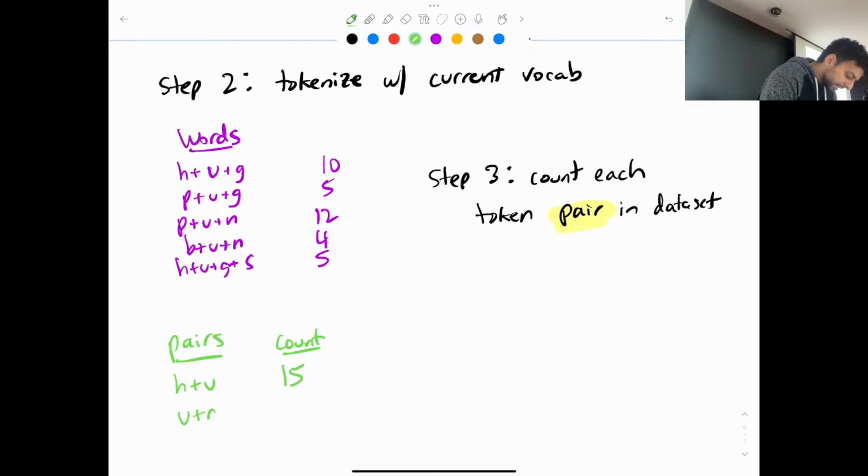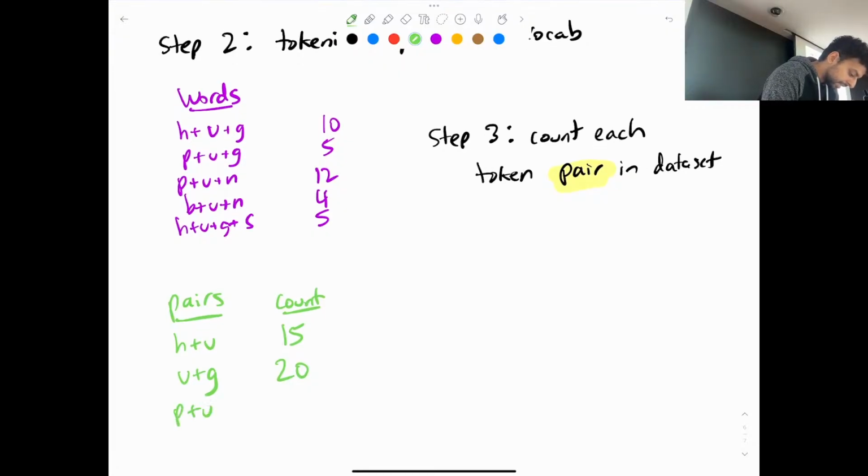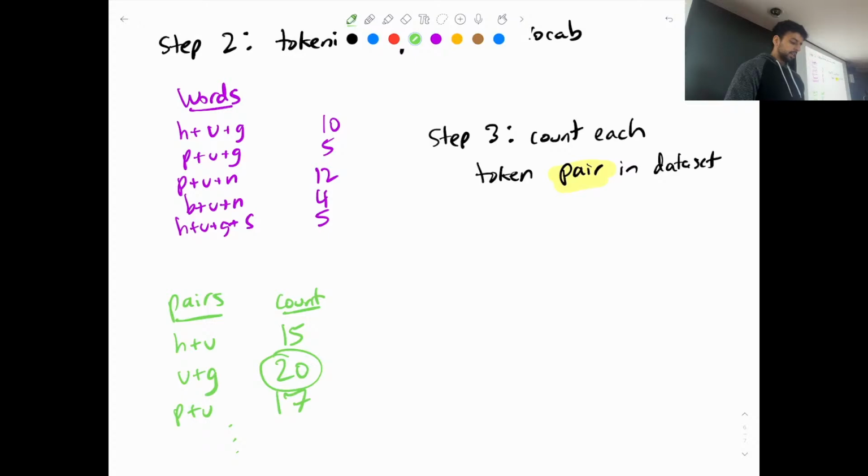Then I have U plus G. U plus G occurs 10 times in hug, 5 times in pug, and 5 times in hugs. So it occurs 20 times. I have P plus U. That occurs in pug and pun, so that's 17 times. And so on. I'll count up how many times each pair of characters in this data set occurs. It turns out that UG, U plus G, is the most frequently occurring character pair.